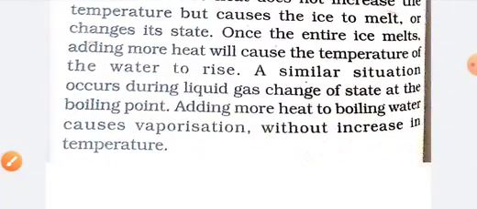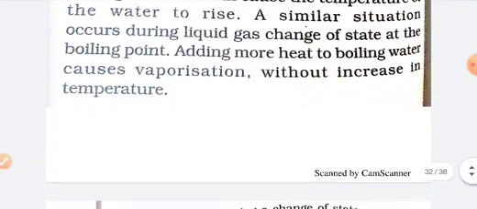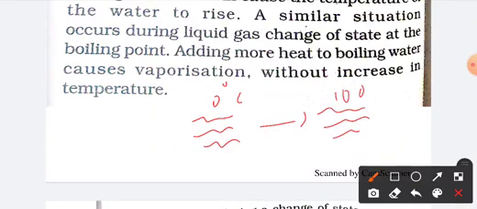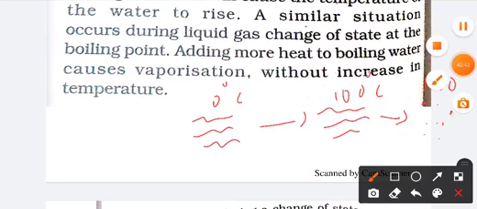A similar situation occurs during the liquid to gas change of state. If we keep increasing the temperature of water from 0 degrees Celsius, first the temperature will increase to 100 degrees Celsius, and then if we give it more heat, the phase of the liquid will change into gas, but the temperature will not increase, it will remain at 100 degrees Celsius.